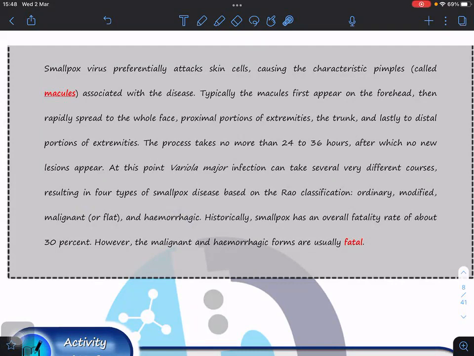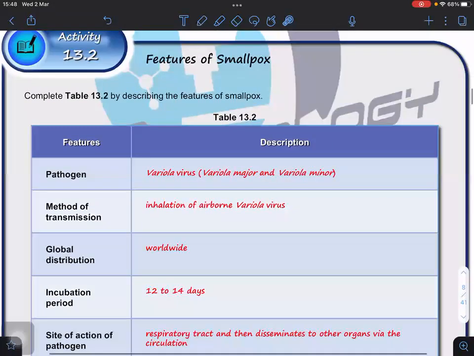Okay, but again, just to let you know about this smallpox, in general, if you're interested to know, please go through it. What we are concerned with more will be the eradication program.